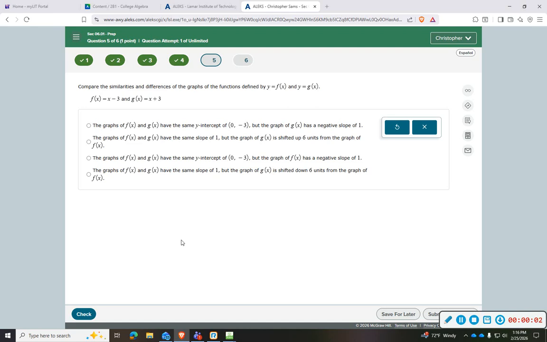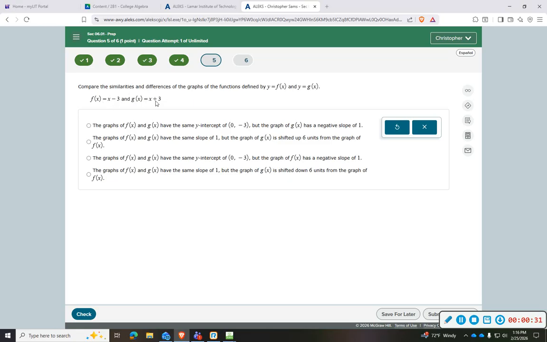All right, question number 5. It wants you to compare the similarities and differences of the graphs of the function defined by y equals f of x and y equals g of x. All right, so then they give us that f of x is x minus 3 and g of x is x plus 3. So what we want to notice is that the slope is the same. So both slopes are positive 1x. The difference is the y-intercept.